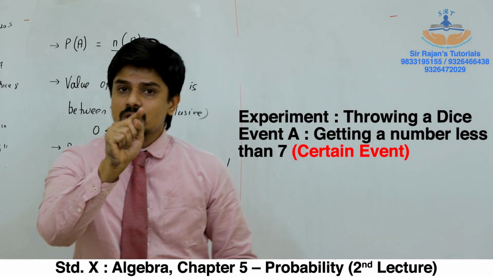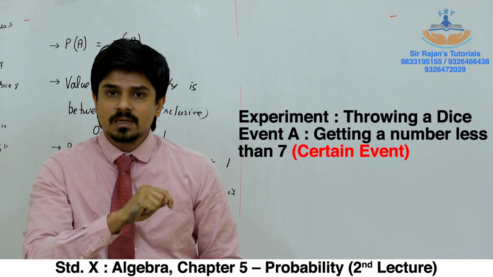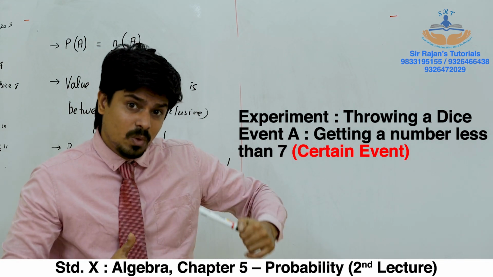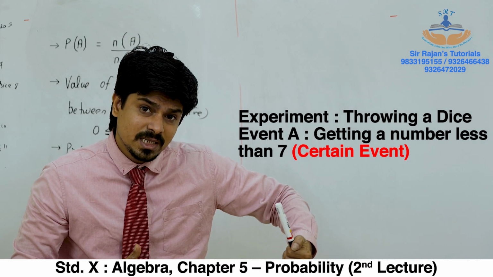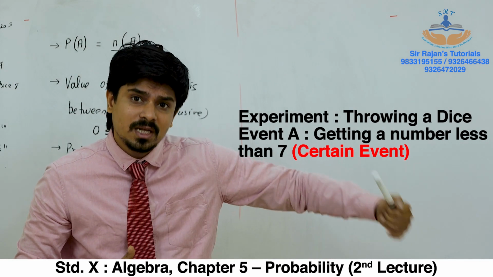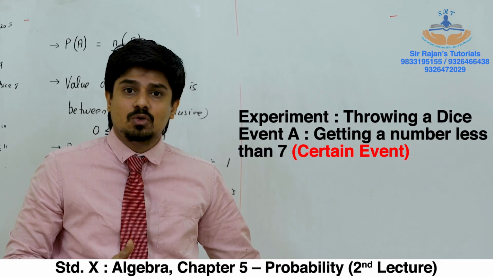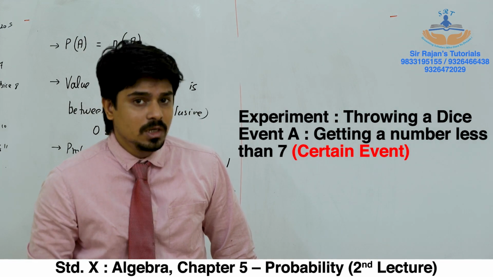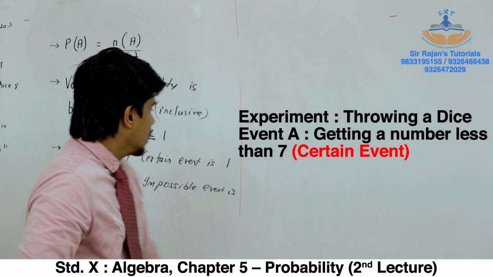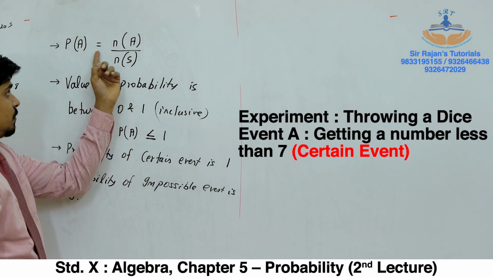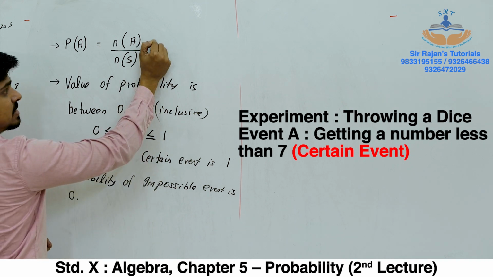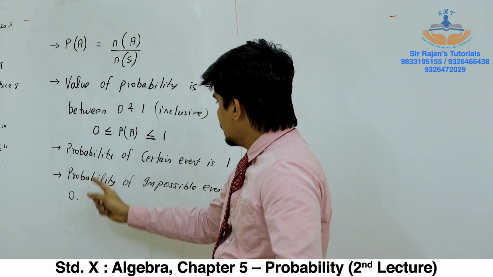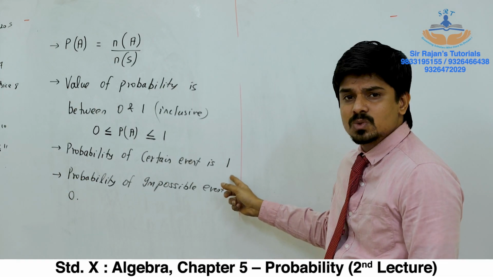इन दिस केस योर N of A इज 6 बिकॉज मेरे इवेंट ए में फेवरेबल आउटकम्स क्या आएंगे, 1 आएगा तो भी चलेगा, 2 आएगा तो भी चलेगा, 3 आएगा तो भी चलेगा, 4 आएगा तो भी चलेगा, 5 आएगा तो भी चलेगा, 6 आएगा तो भी चलेगा. सो N of A is 6 and when a single dice is rolled, N of S is also 6. तो अगर मैं फॉर्मूला में डालेगा P of A is N of A upon N of S, 6 upon 6 आएगा. 6 upon 6 आंसर is 1. That's why I say probability of certain event is 1.